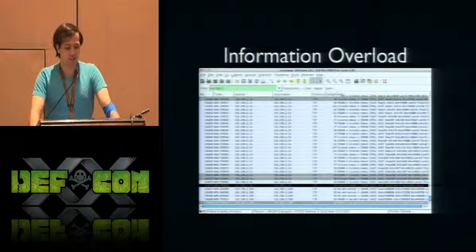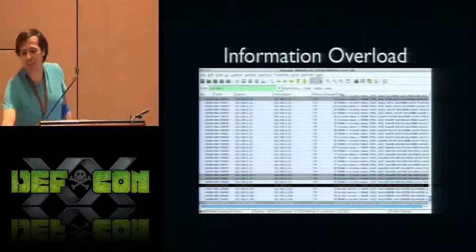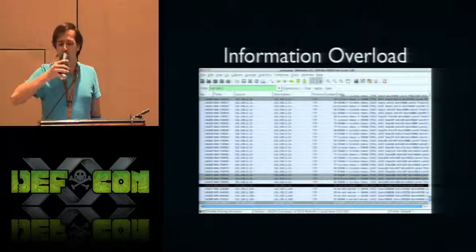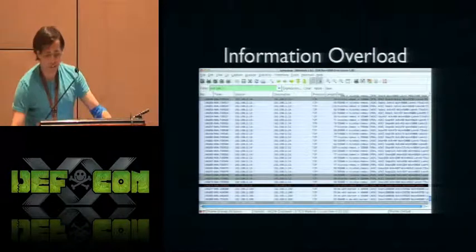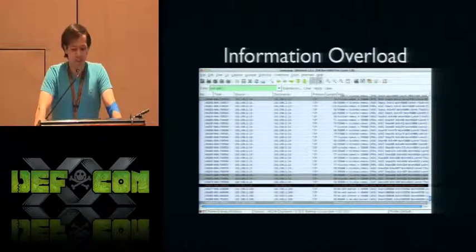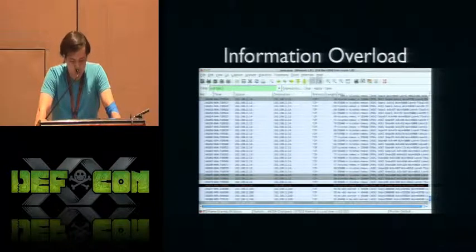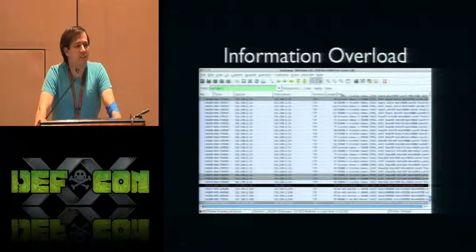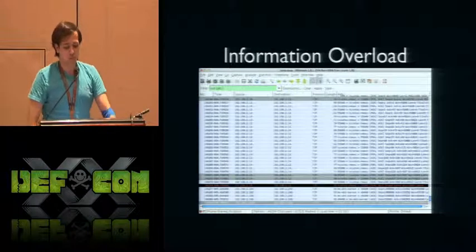This is a screenshot of DivaShark with some of the Capture the Packet traffic open last year. As you can see, there's a lot of information. This is one view of the 146,000 packets, and I think this is about a quarter of the traffic dump for the entire hour long. So there's tons and tons and tons of noise.